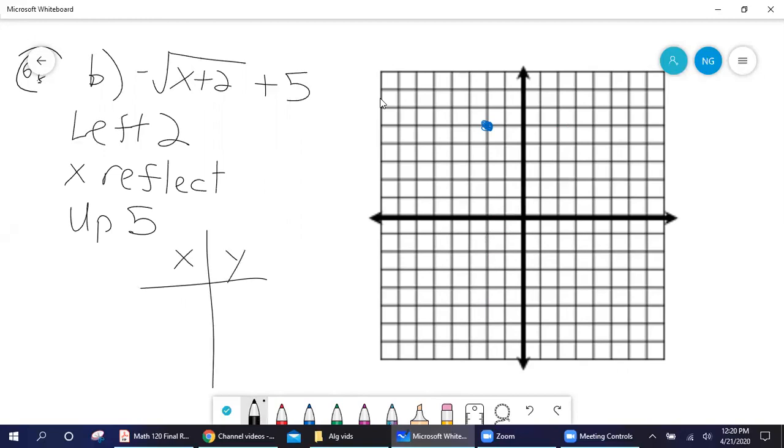Now I need to be smart in what x's I pick, especially with the square root function. A good pick would be -1. If I plug -1 into this function, that would give me, let's see, negative square root of 1 plus 5. So the square root of 1 is 1. So it's -1 plus 5, 4. So -1, 4 is a point.